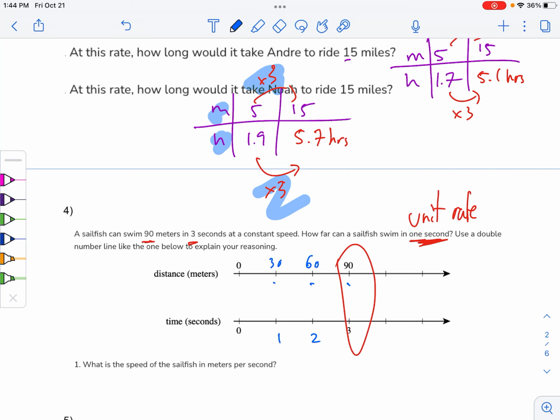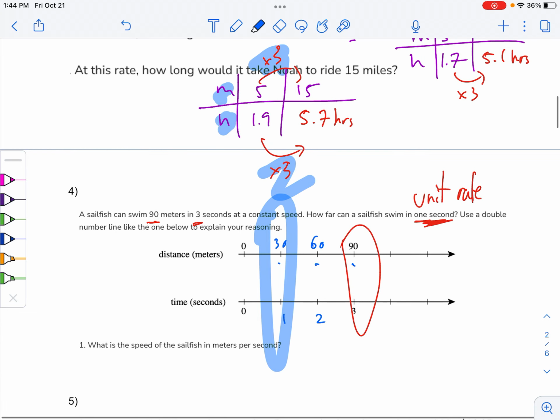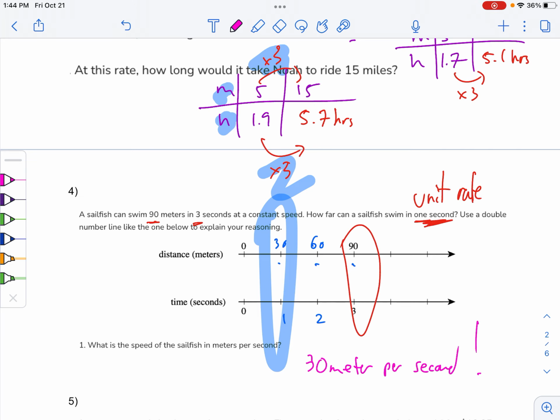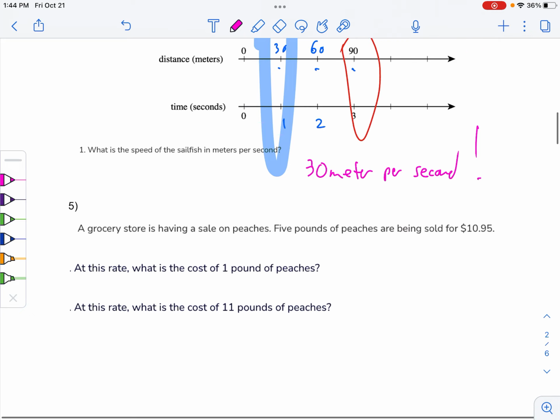And the question is per 1. So that's right here. So what is the speed? The speed to answer the question, because I did my pretty math, I need to make sure I'm answering the question. It says 30 meters per second. Ding, ding, ding. Way to go, fishy.